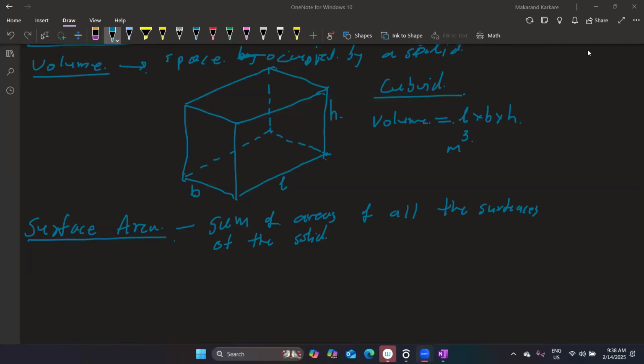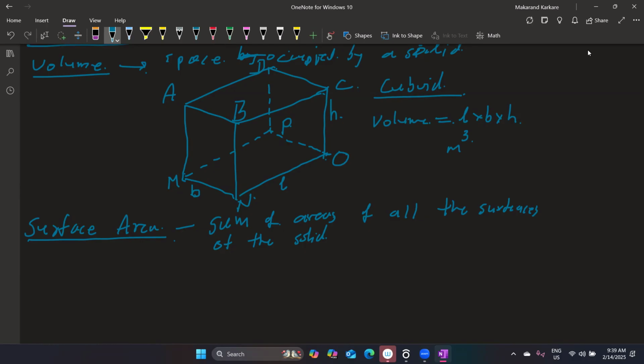So surface area is nothing but the sum of areas of all the surfaces. If we go back to our cuboid example, let's say that the top vertices are named A, B, C, D, and bottom vertices are named M, N, O, P. Okay, we can see that there are in all 6 surfaces, right?